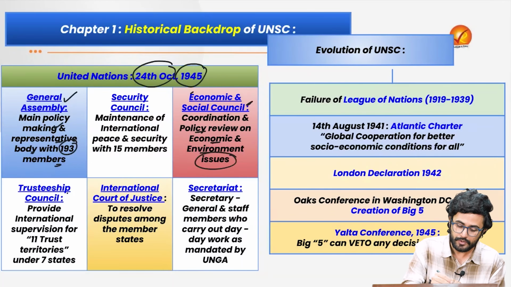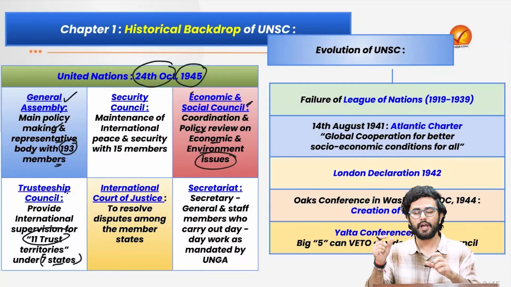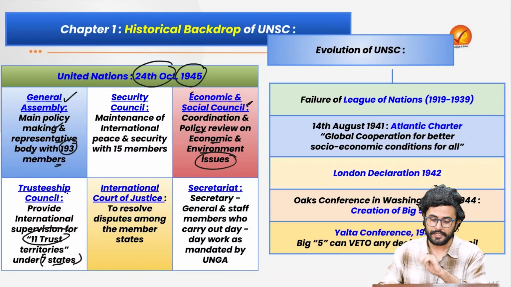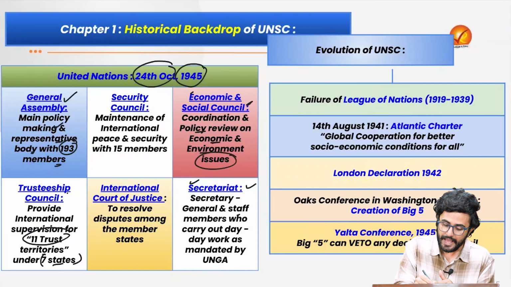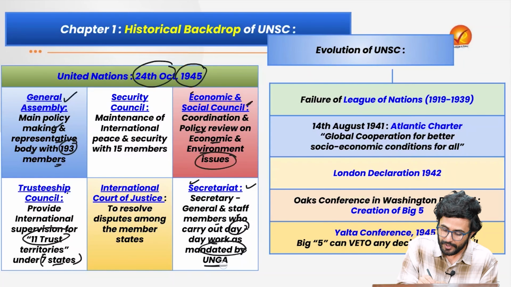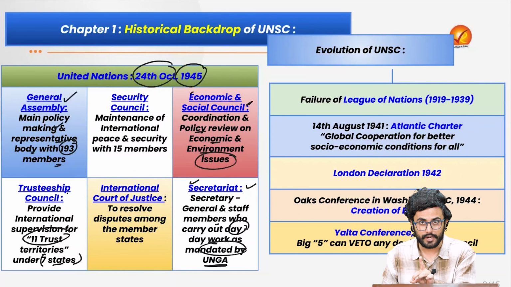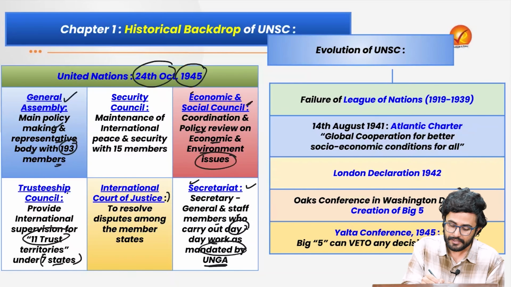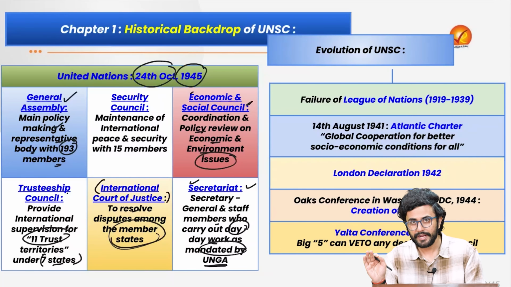Then there exists a Trusteeship Council, which provides international supervision for 11 trust territories under 7 states. For example, how the earlier Palestine was created as a protectorate state under Britain and France. Then it also consists of a very important Secretariat, which consists of your Secretary General of the United Nations as well as more than 10,000 staff members who carry out the day-to-day work as mandated by the United Nations General Assembly. All of these 6 principal organs except one are located in New York, USA. The one which is actually located in The Hague, Netherlands, is the International Court of Justice, to resolve disputes among the member states. Keep this in mind.